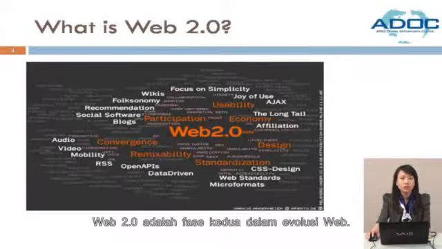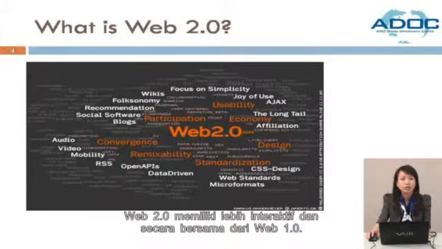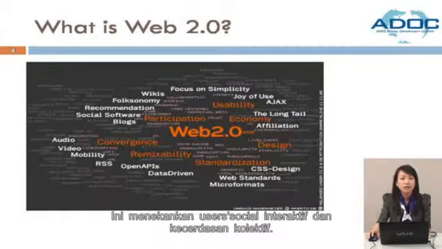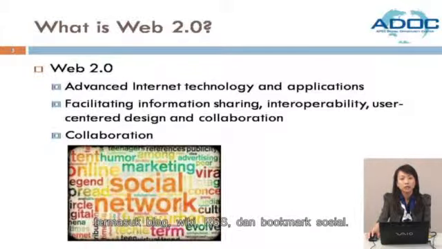Web 2.0 is the second phase in the web evolution. It is also called the Read-Write Web. Web 2.0 has a more interactive and collaborative manner than Web 1.0. It emphasizes users' social interaction and collective intelligence. Web 2.0 also represents a popular term for advanced internet technology and applications, including blogs, wikis, RSS, and social bookmarking.